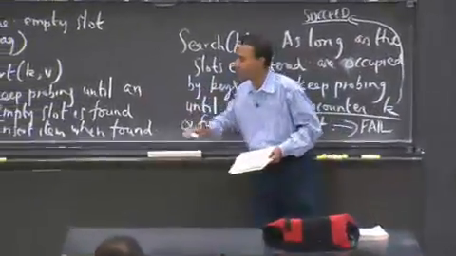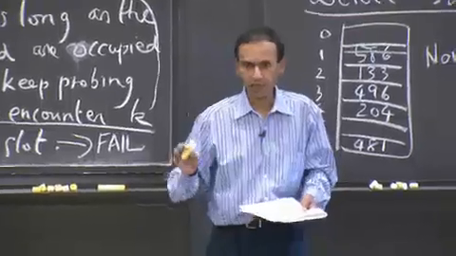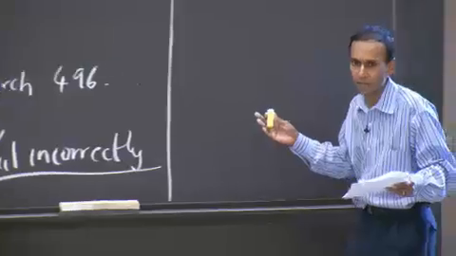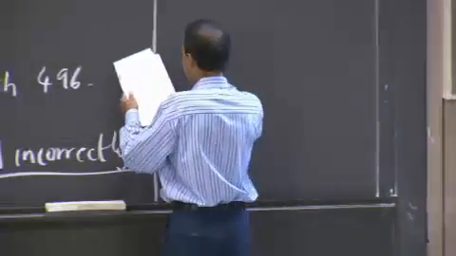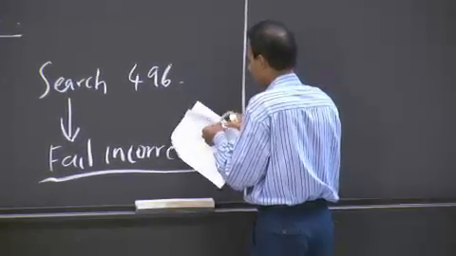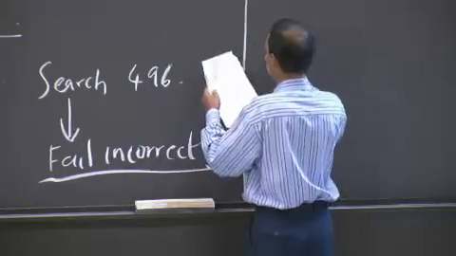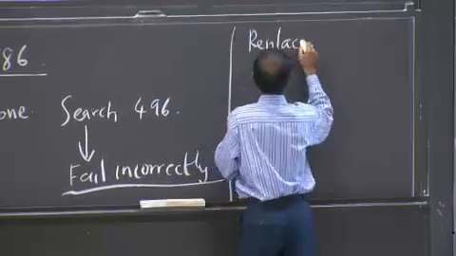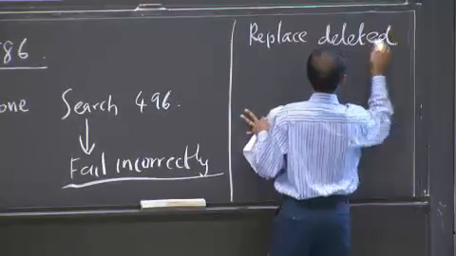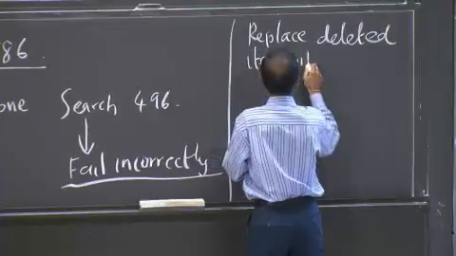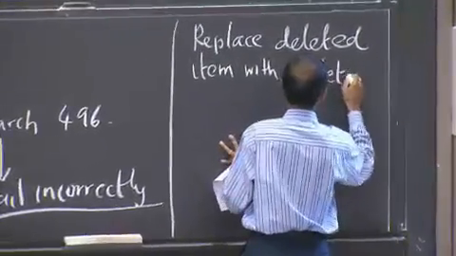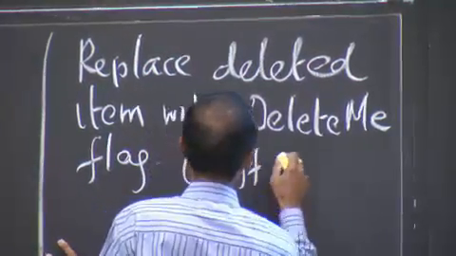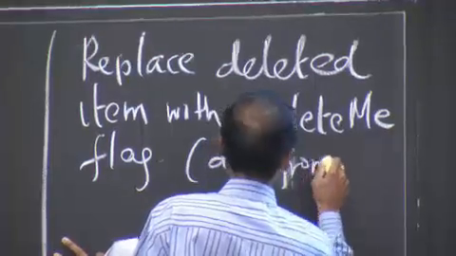We're now going to have to do a couple of different things for insert and search. It's going to be subtly different. But the first thing we're going to do is have this flag, and I'll just call it the delete me flag. When I delete something, I replace the deleted item with not the none flag, but a different flag that we'll call delete me. Okay, it is different from none.